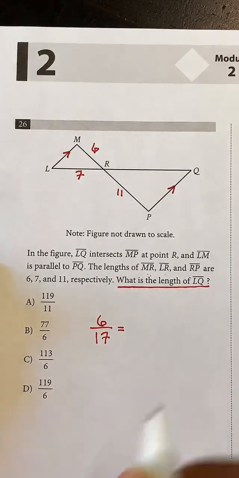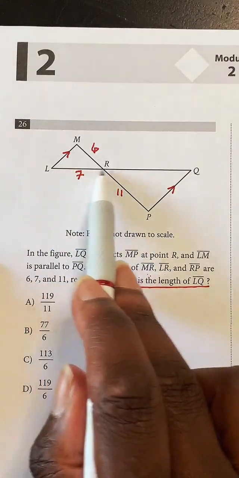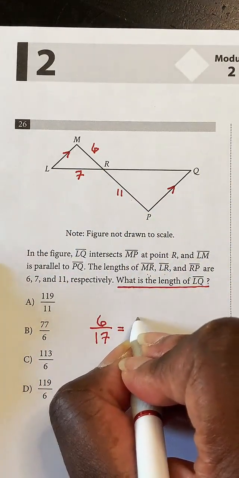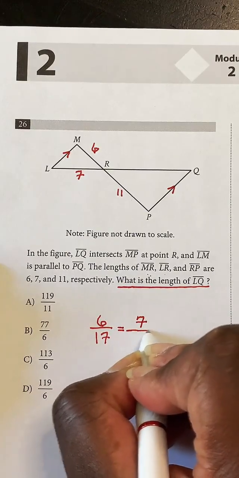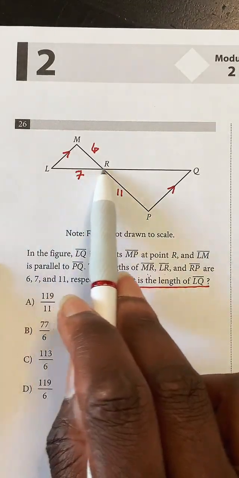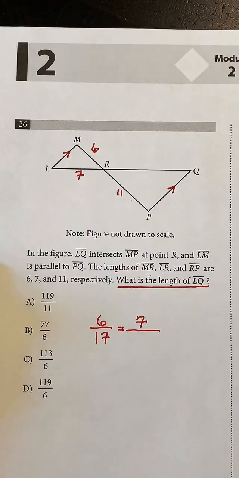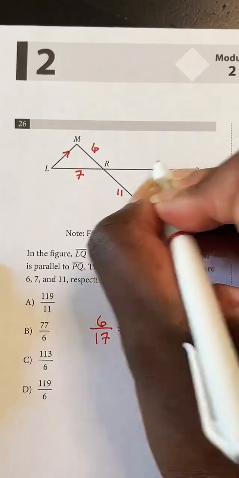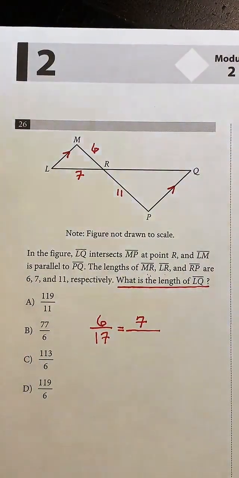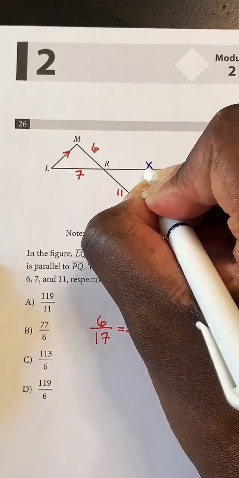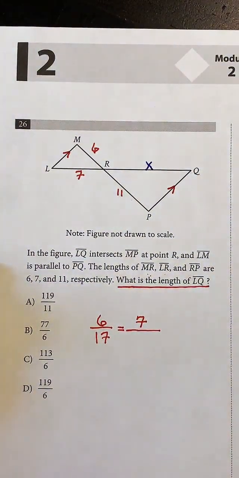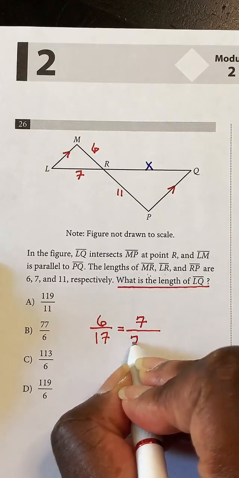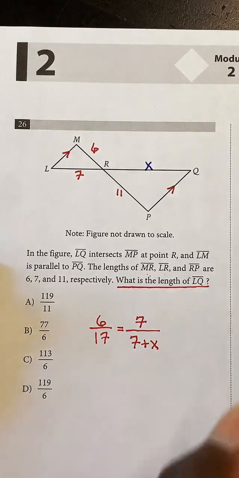Now, looking over here, here's my part. My part is 7, but over the whole thing, which I don't know. If I want to, I can say that this is going to be my unknown. Let me change colors for that for a second. This is my unknown. That's my X. So the whole length of this side is 7 plus X.